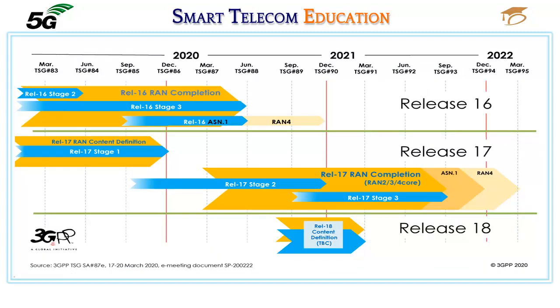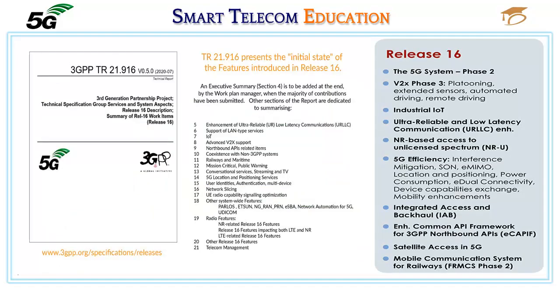Ending July 3, 2020, Release 16 was completed with both the Stage 3 freeze and the ASN.1 and Open API specification freeze being approved. The major focus in Release 16 is enabling ultra-reliable low latency for mission-critical applications. The 5G system Phase 2.